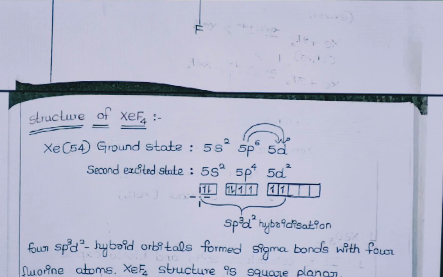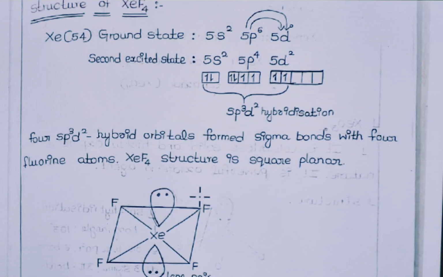And the structure of xenon tetrafluoride. Similarly, xenon has the ground state electronic configuration 5s2 5p6 5d0. In the second excited state, not the first excited state, if you give more energy, we go into the second excited state. 2 electrons from the 5p subshell jump into the 5d subshell. Therefore, sp3d2 hybridization occurs at xenon.